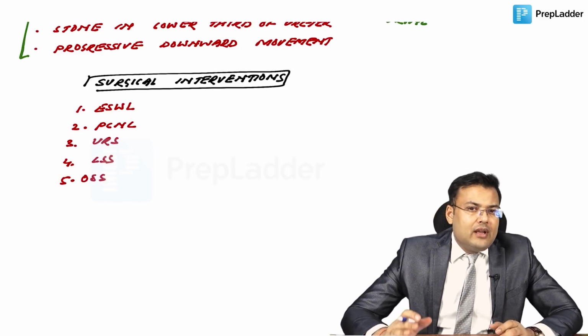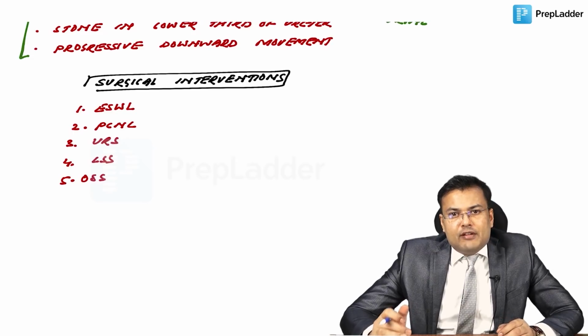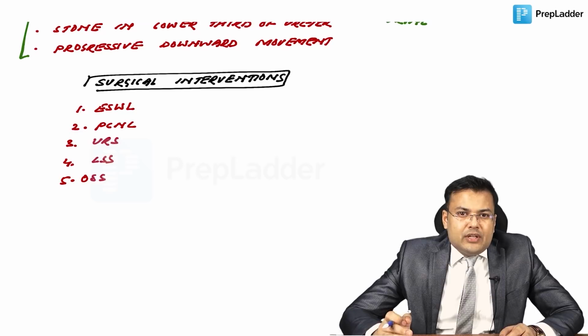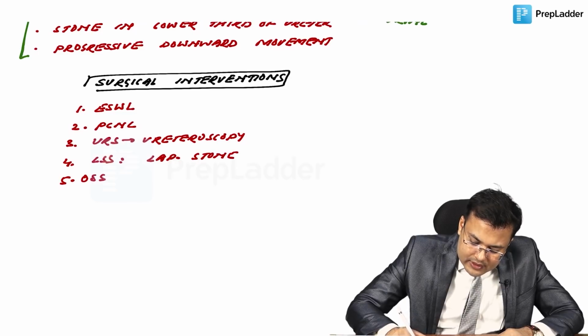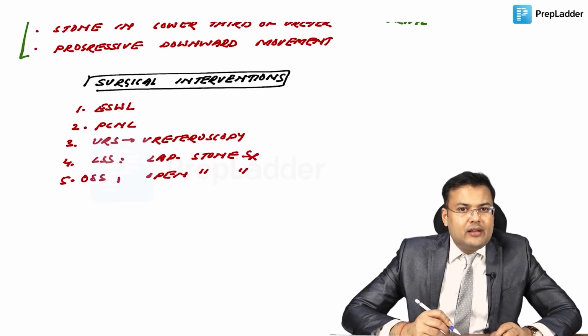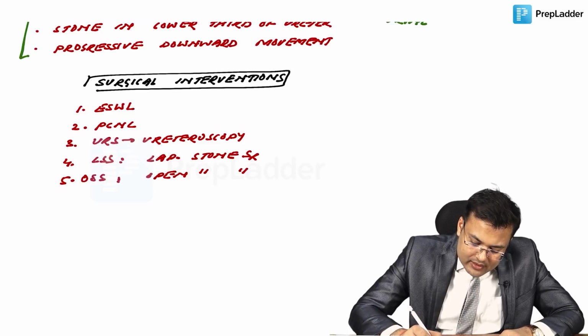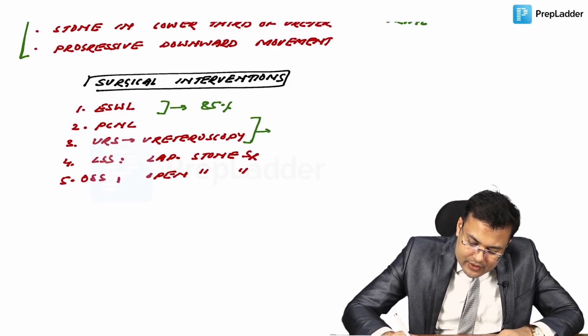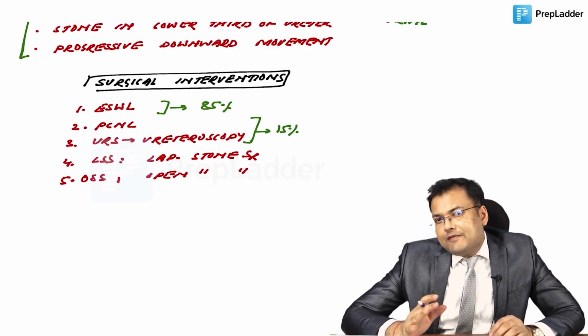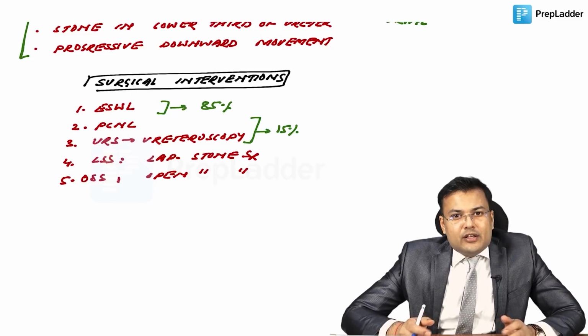Okay, what is the full form? ESWL means extracorporeal shock wave lithotripsy. PCNL means percutaneous nephrolithotomy. URS means ureteroscopy. LSS means laparoscopic stone surgery, and OSS means open stone surgery. Clear? Now see, this ESWL is curative for 85% of stones. Can you see the picture? 85%. And this PCNL and URS is curative for 15% of stones. So if you add, it's almost 100%.